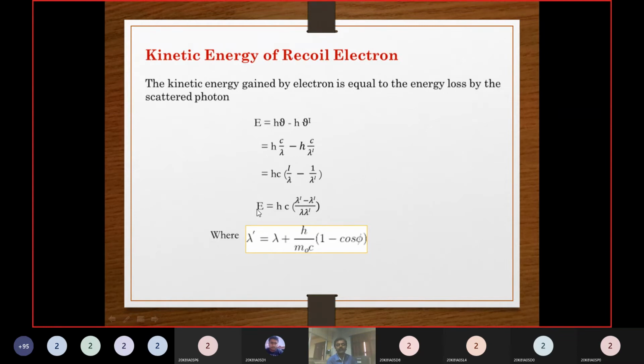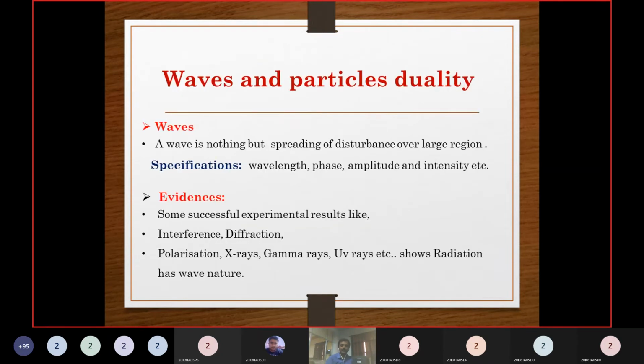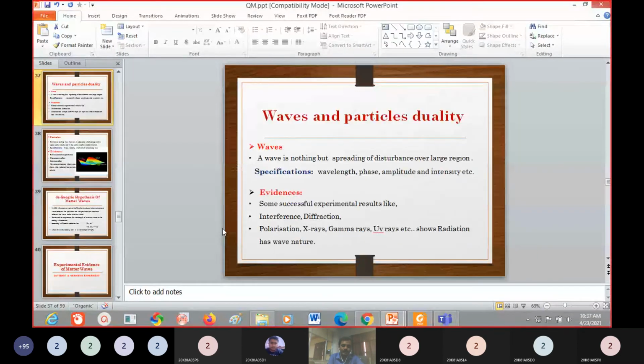So the kinetic energy of the electron is equal to hc by lambda dash minus lambda by lambda dash. So this is the kinetic energy of the recoil electron. So this is about the Compton effect.